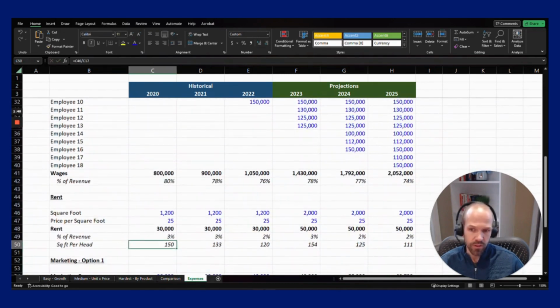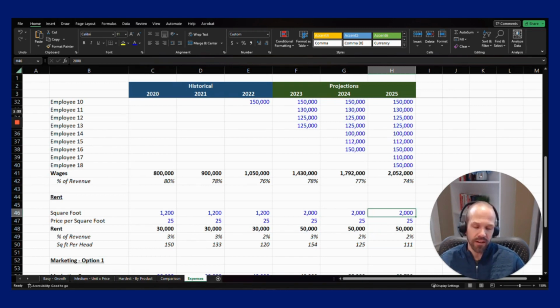A good rule of thumb is 100 to 200 square foot per person. And so you can see how that changes, and that can then drive, okay, did we add in enough space? Well, we quickly get down to 110 square foot per head again. So do we need to add more space in the final year? This is a very simplistic way to model it, but very effective for modeling out rent, which is probably in most businesses' case the second largest expense, or one of the larger expenses they have.